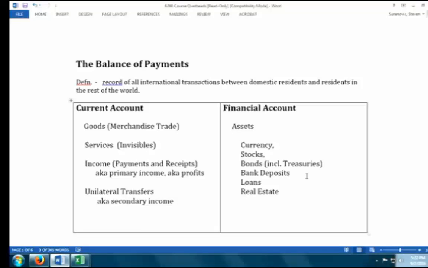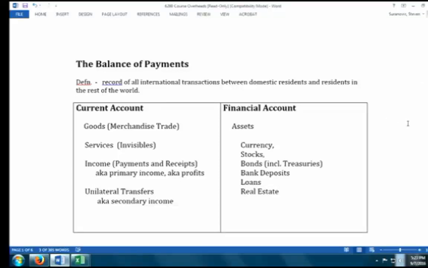And lastly, any kind of real estate purchases. Foreigners purchasing U.S. real estate, or U.S. residents purchasing real estate abroad, vacation homes in the Caribbean, for example. Any kind of transactions like that get recorded on the financial account of the balance of payments. All right, so that's a full listing of all of the things that might get accounted for and where we would put them, current account versus the financial account.